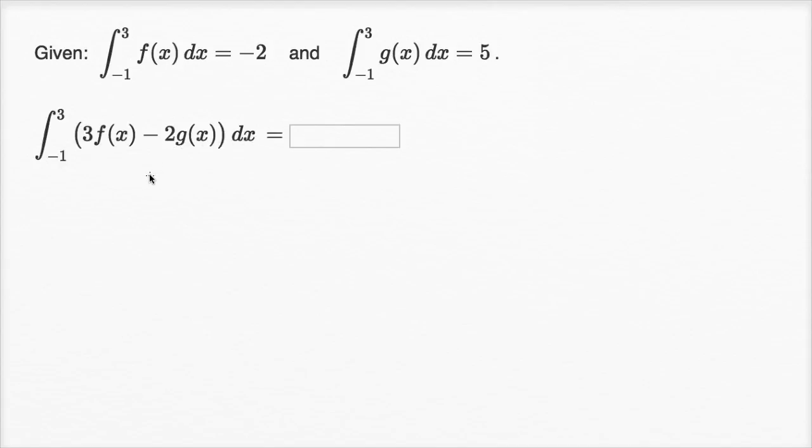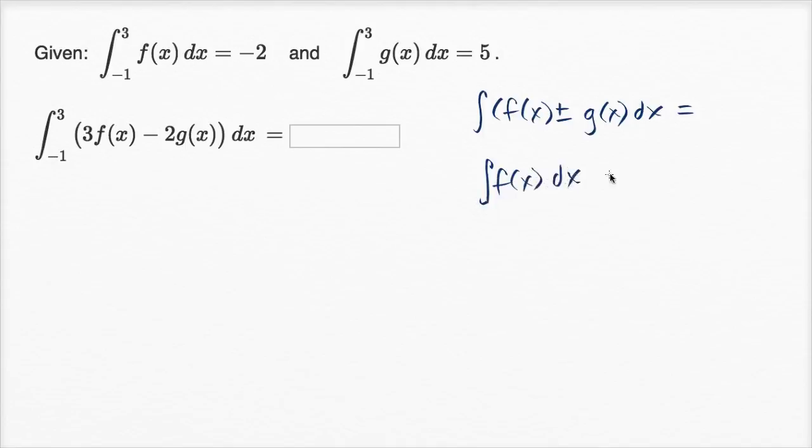All right, so to think about this, what we could use is some of our integration properties. The first thing that I would want to do is split this up into two integrals. We know, and this is true of definite or indefinite integrals, that the integral of f of x plus or minus g of x dx is going to be equal to the integral of f of x dx plus or minus the integral of g of x dx. If this is a plus, this is going to be a plus. If this is a minus, this is going to be a minus.